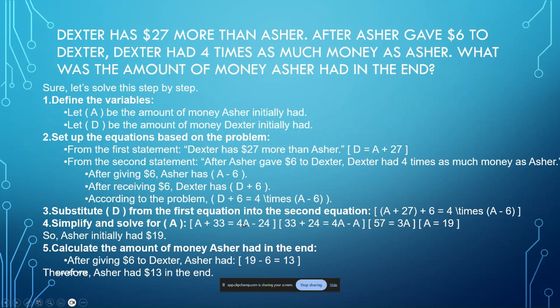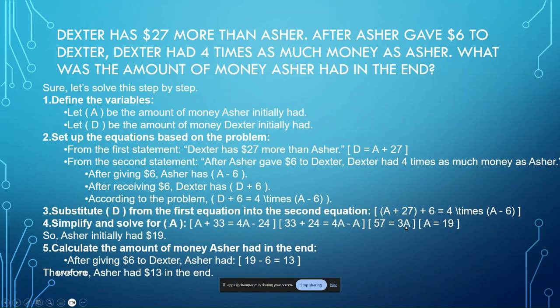Okay. Now you can see the A on this side, numbers on this side, well, whichever you put. Okay, so I can move the A over to the right hand side. So 4A minus A, then the minus 24 move over to the other side, plus 24. Right, so if I add 33 with 24, I get 57. And of course, 4A minus A, I get 3A.